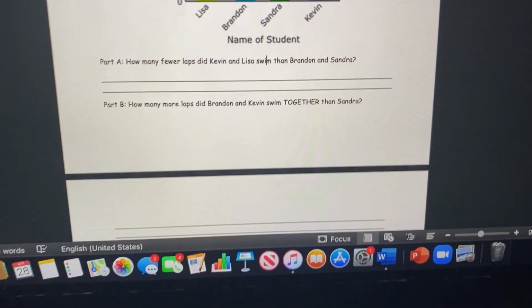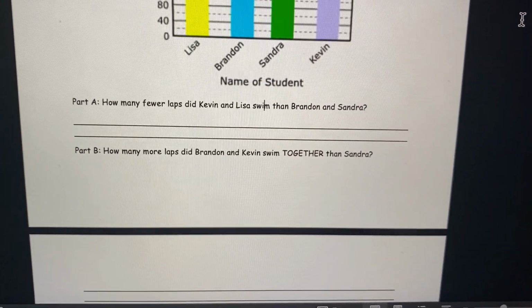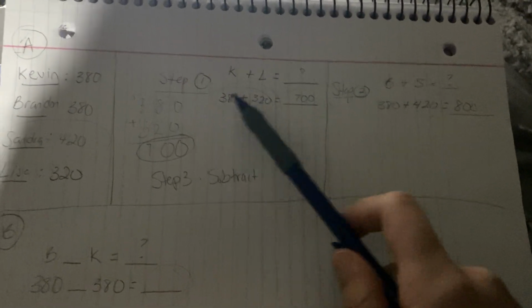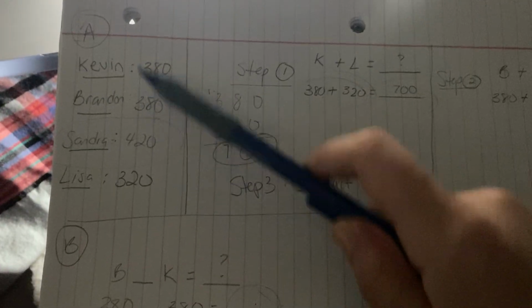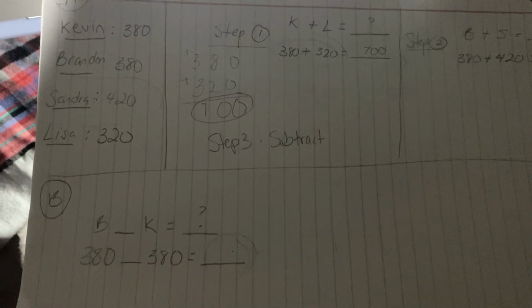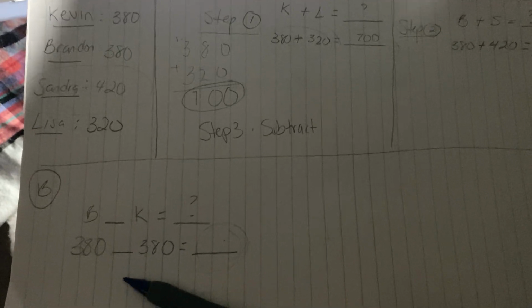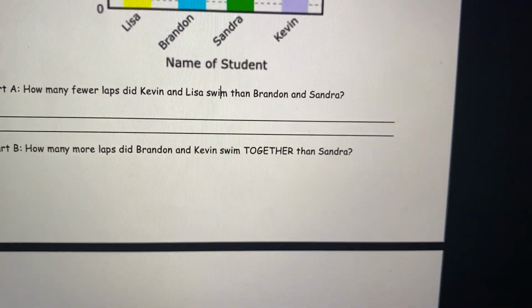Part B is saying how many more laps did Brandon and Kevin swim together than Sandra. So this one, I'm not really going to give you guys much of the answer, but I will still help you. It's the same thing that we had to do before. You had to add. So here we do Brandon and Kevin. Brandon and Kevin. And it's 380 and 380. But I want you guys to figure out, do we have to add, subtract, multiply, or divide? The key word is together.